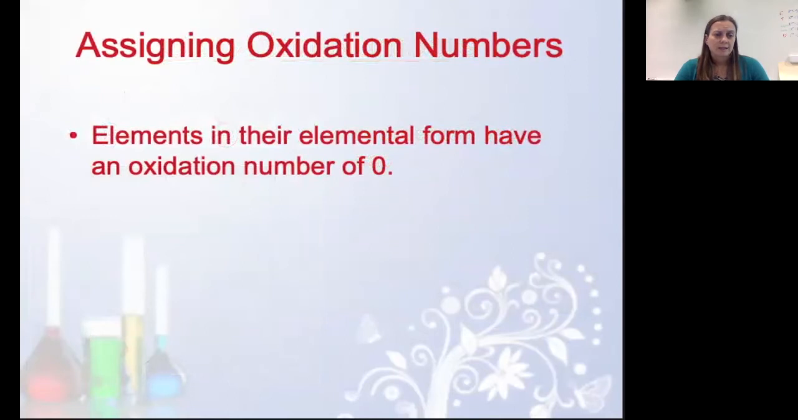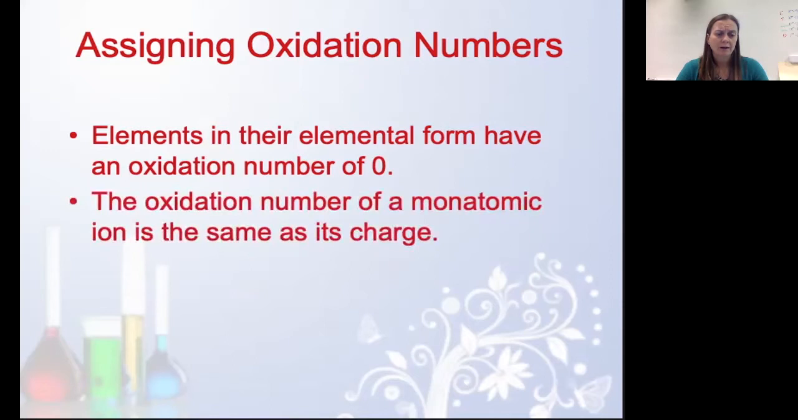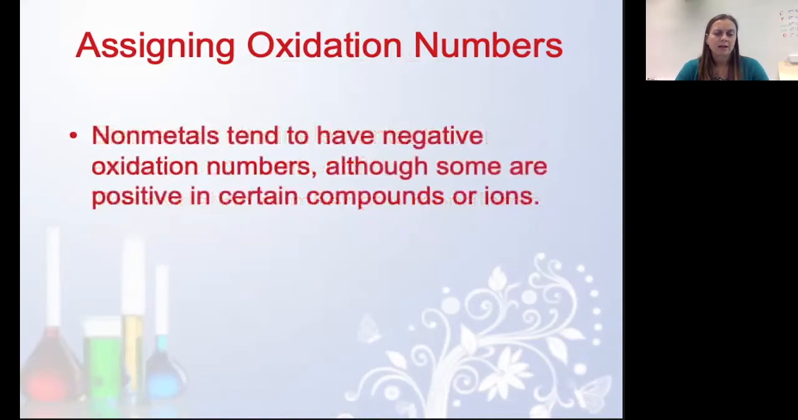The first one is easy. Elements in their elemental form have an oxidation number of 0. So that means something like oxygen, O2, would have an oxidation number of 0, or sodium, Na, would have an oxidation number of 0. If we have a monatomic ion, so this would be the sodium ion, Na+, its oxidation number is the same as its charge. So anytime we have an ion, we know its oxidation number because it's the same as its charge.